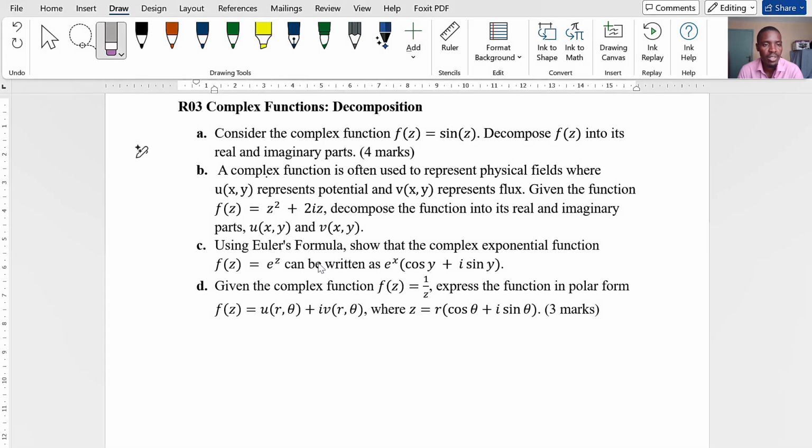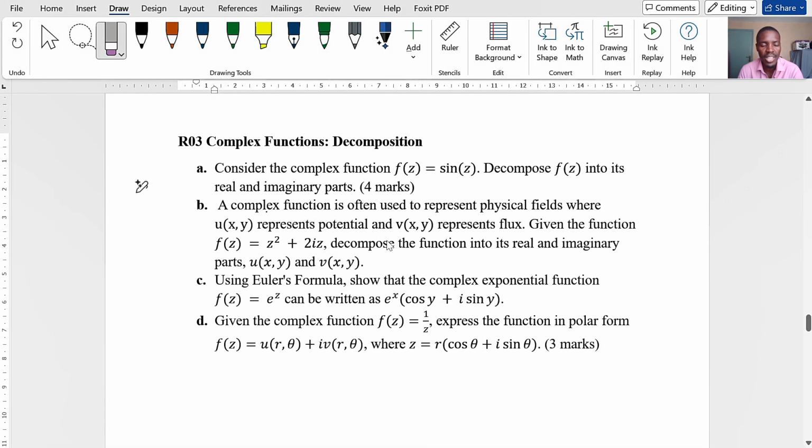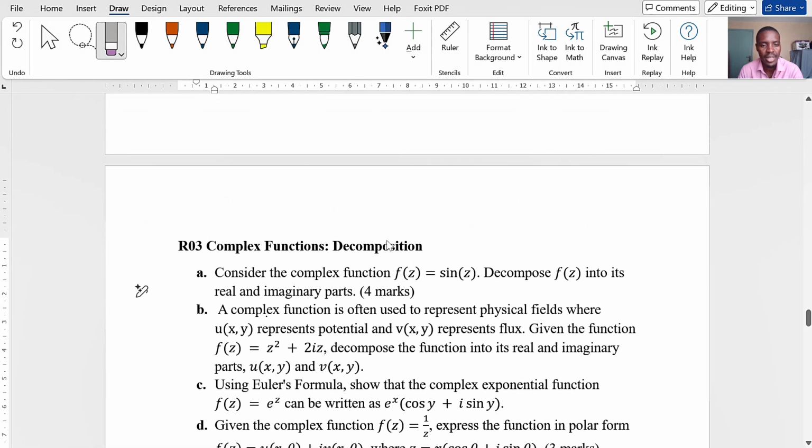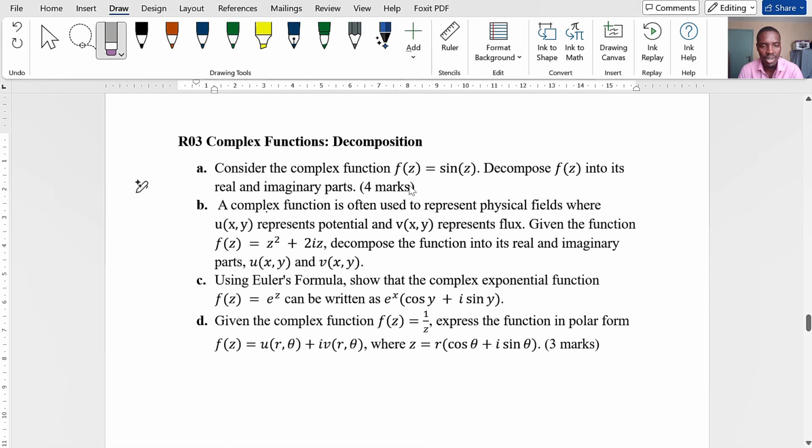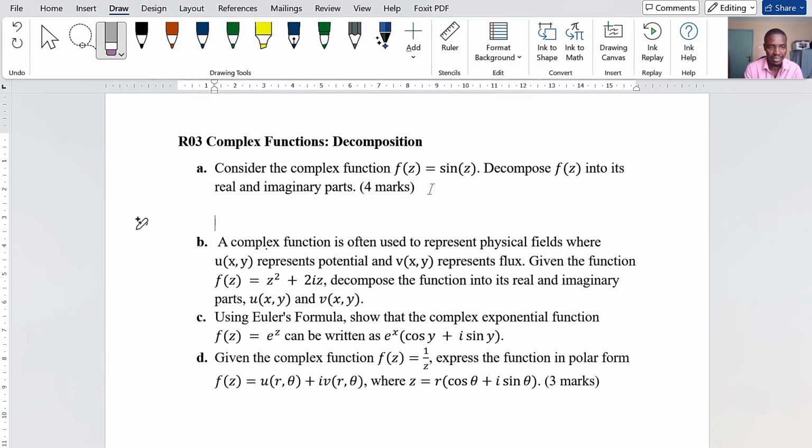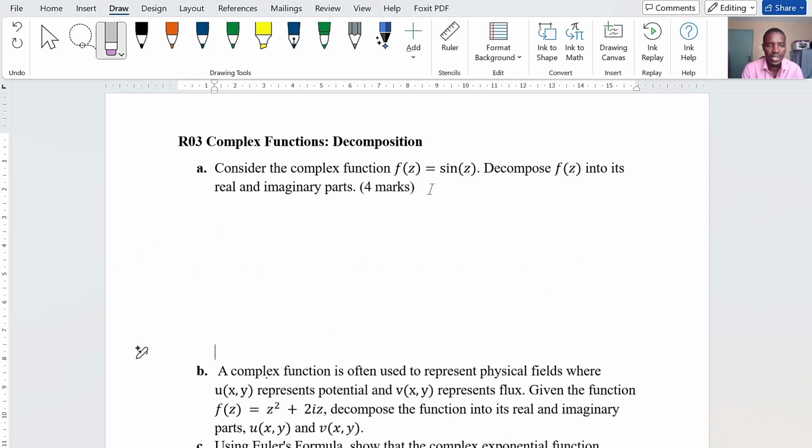Now we proceed to revision 3, which is on complex functions. We are done with complex numbers. Now let's have a look at complex functions. Okay, we have a question. Consider a complex function f of z equals sine z. Decompose f of z into its real and imaginary parts.